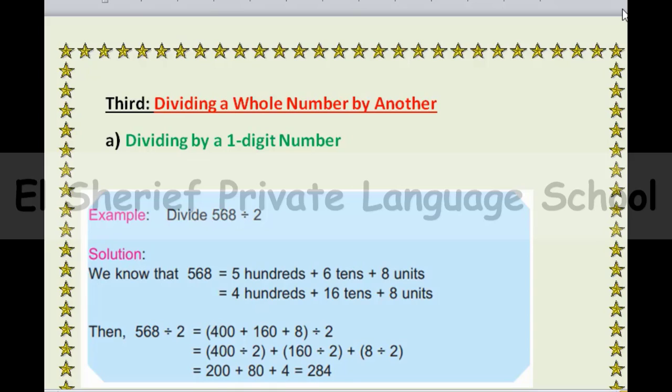Good morning, grade 4. Today we will start with lesson 4, complete lesson 4, operations on large numbers. Today we will study dividing a whole number by another. Dividing by a one-digit number. So first we will deal with dividing by a one-digit number.